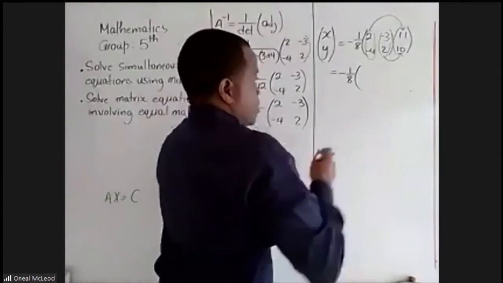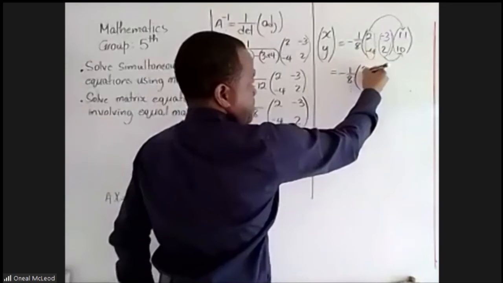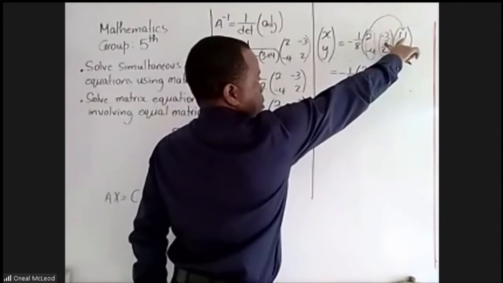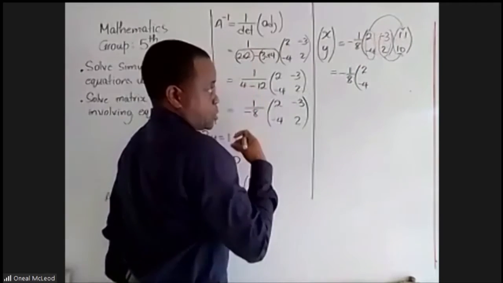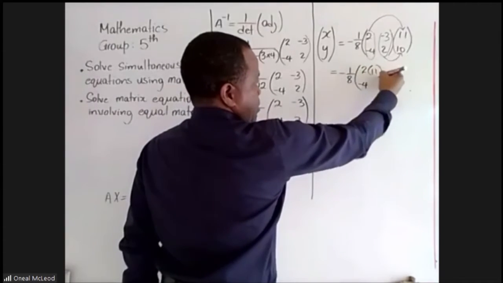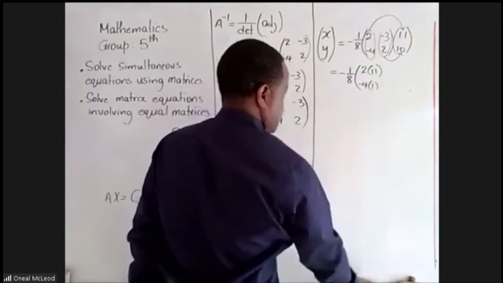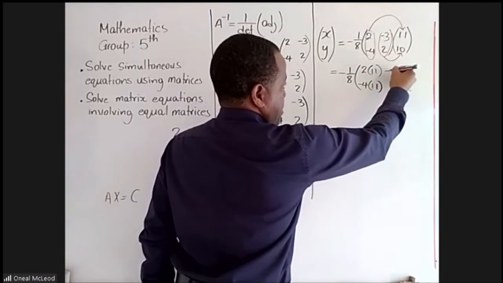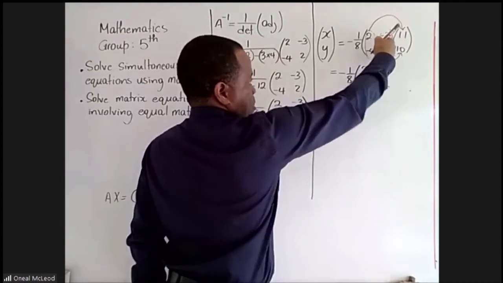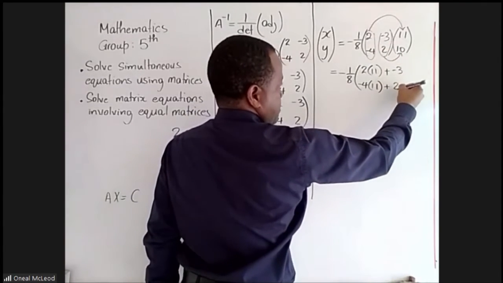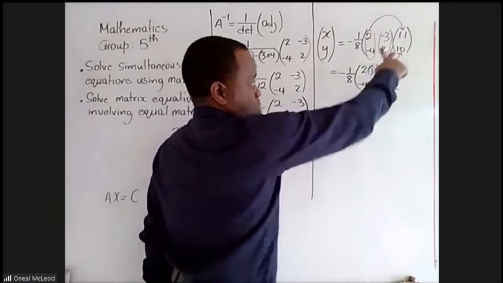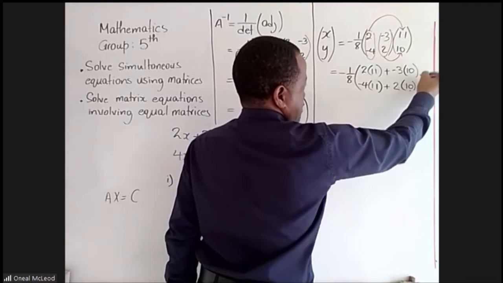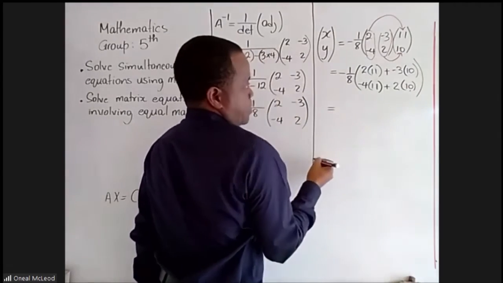So let's go now. We're taking down the 2 and the -4, and those 2 were mapped onto 11. So I'm going to multiply those by 11. Plus, we're taking down -3 and 2. What did we map those onto? We map them onto 10. All right, so let's go ahead now.